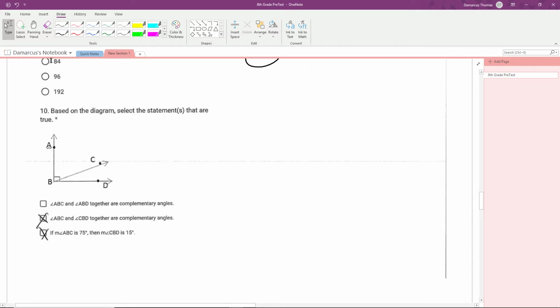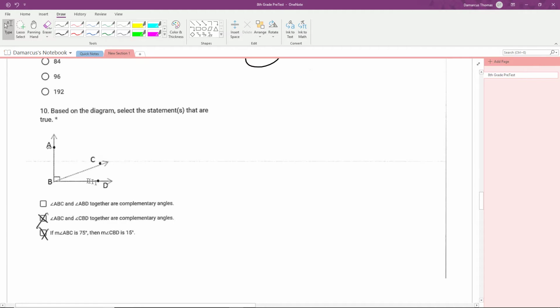It says, based on the diagram, select the statements that are true. So what we can see is that ABD is a right triangle that makes 90 degrees. Also, this C divides it into 2, not divides it evenly, but it does split into 2 angles. So we have ABC as an angle and CBD as another angle. These 2 angles make 90 degrees. Now, what we can say is that ABC and CBD together are complementary.